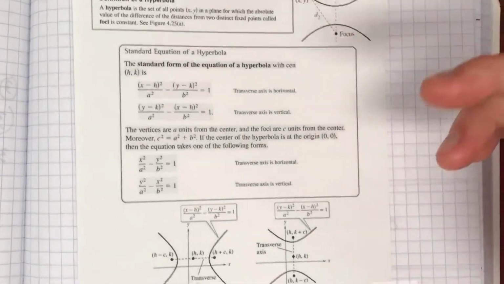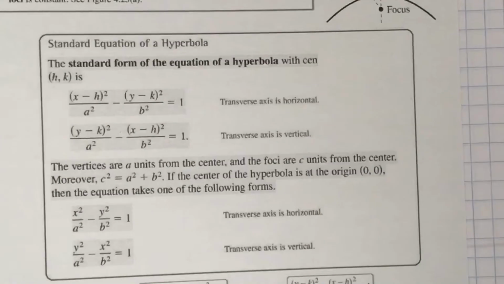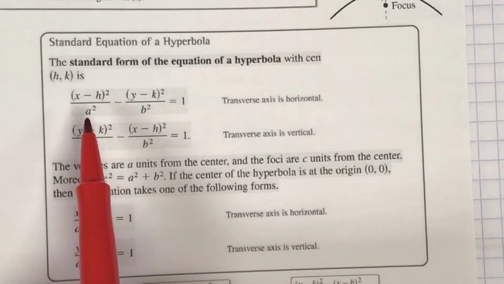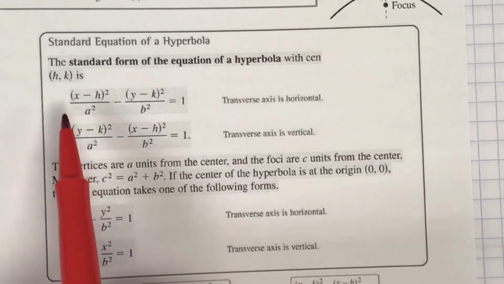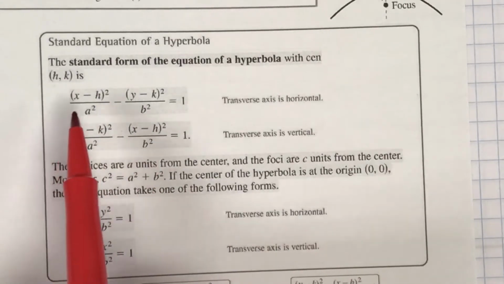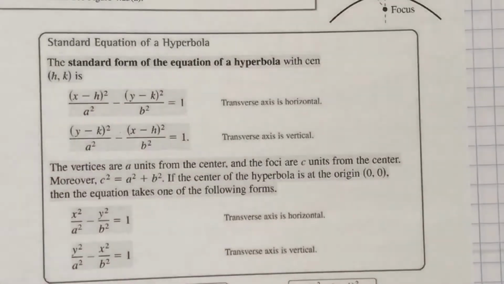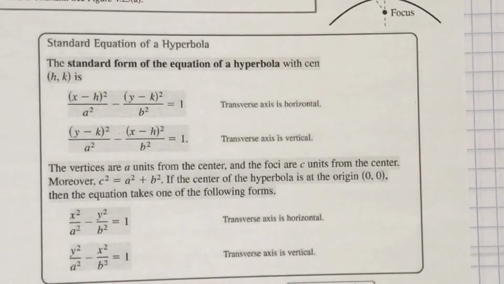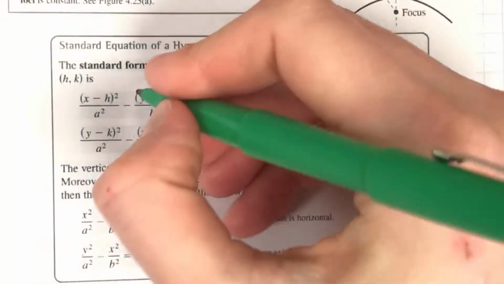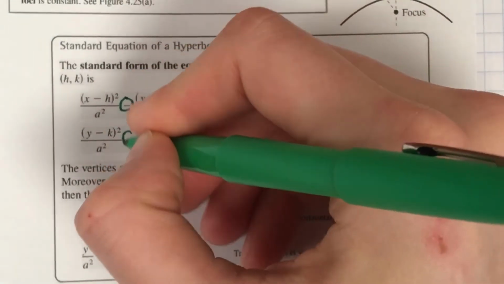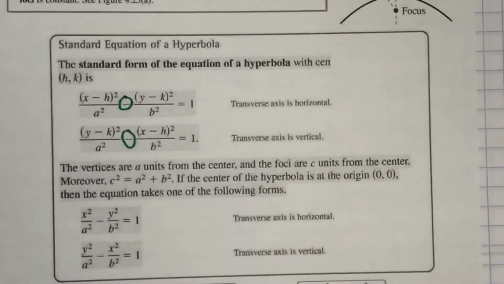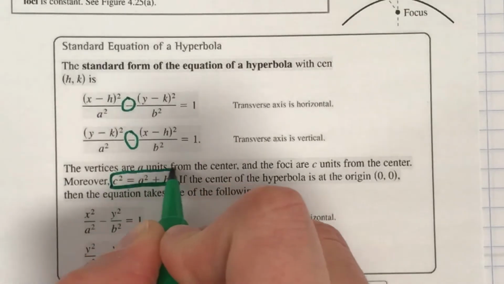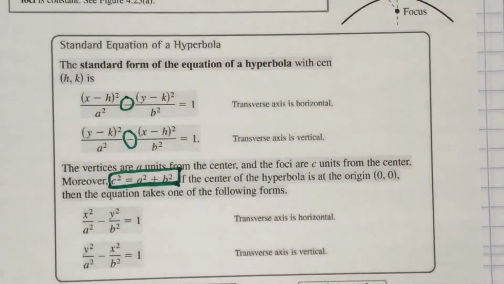We've got the standard form of an equation here. It's slightly different. Here, our a value is always going to be first, and our x and y values can flip-flop. We also have that subtraction sign. That is a key way of knowing that this is going to be a hyperbola. Okay, this time to find our c value, it's a squared plus b squared equals c squared.